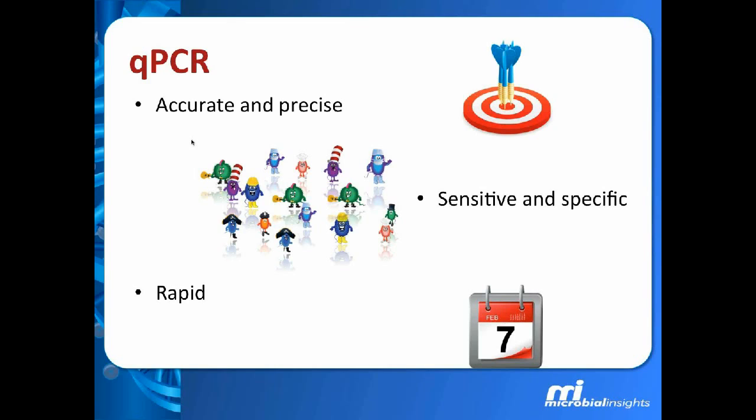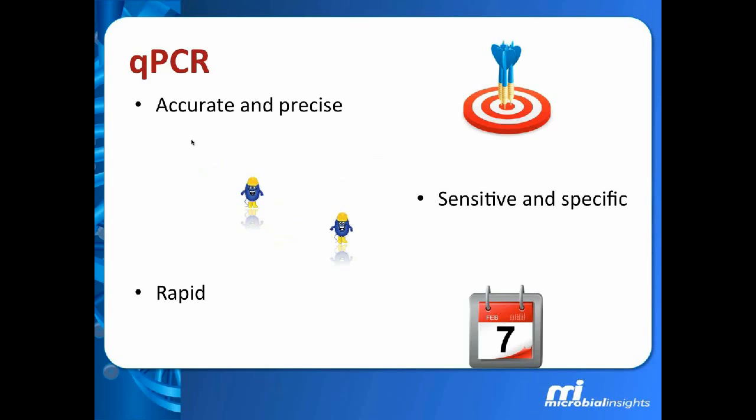Since there can be thousands of different microorganisms present in a sample, qPCR gives us the ability to detect the organism or gene of interest, even if it's less than 1% of the population. It's also very rapid since we don't have to grow it on plates in the laboratory, so we get results in just a few days.